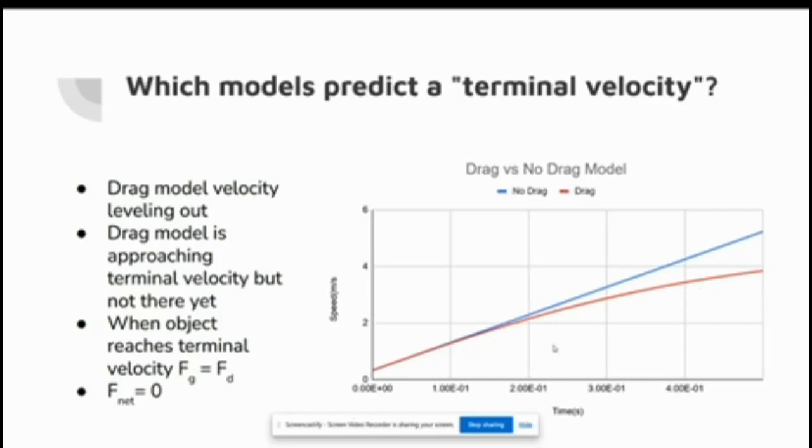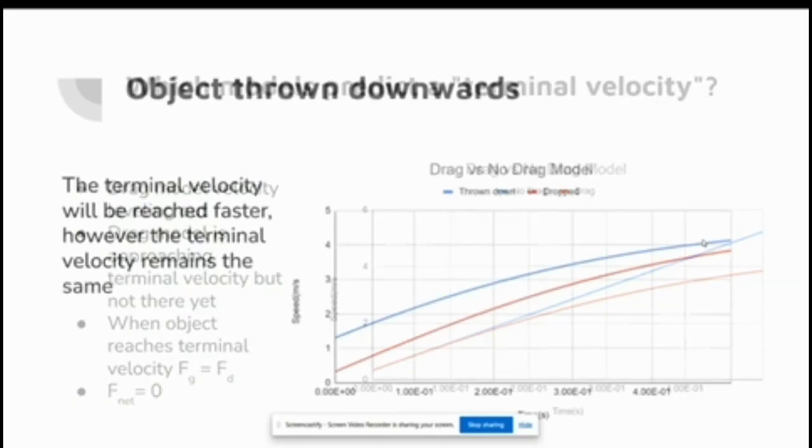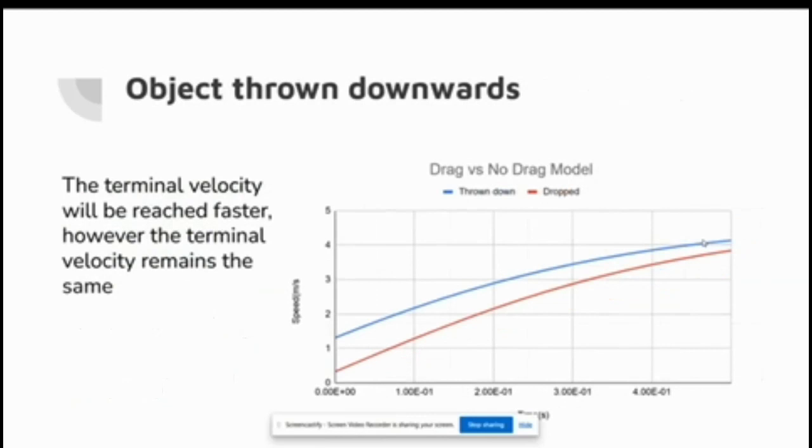So which model predicts a terminal velocity? The drag model velocity is leveling out, while the no drag will continue to go on forever. The drag model is approaching terminal velocity, but is not quite there yet. When it does reach terminal velocity, F of g will equal F of d, and the F net of that force will be 0. If the object is thrown down, however, the terminal velocity will be reached faster, but the terminal velocity will still remain the same.